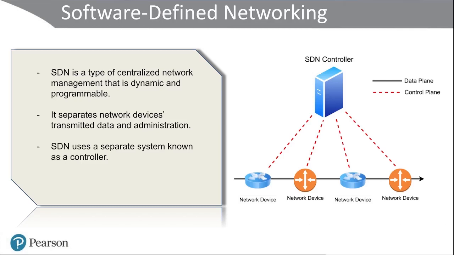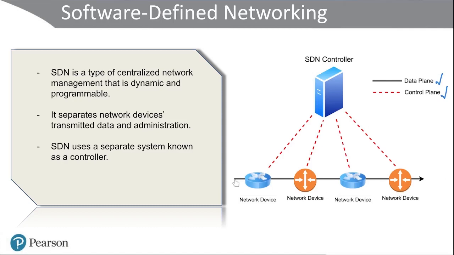In a network that uses SDN, there is a separate system known as a controller, and this talks to all the routers and switches and other network devices. The SDN is broken down into two sections, the data plane and the control plane.